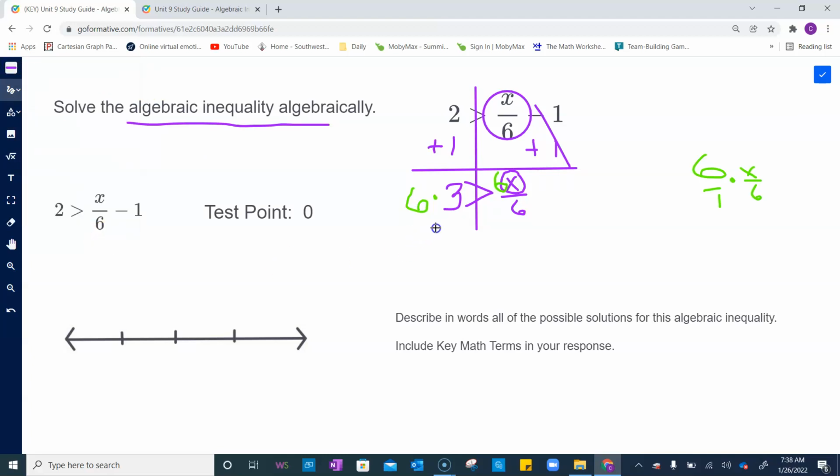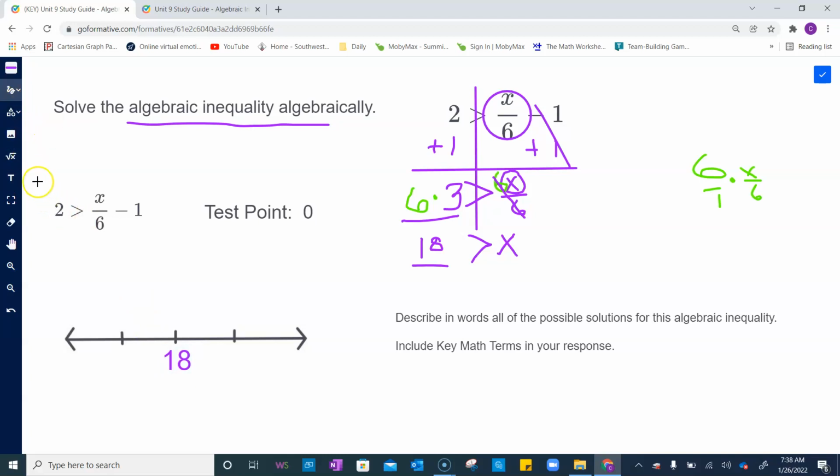The next thing you're going to do is simplify what we wrote. 6 times 3 is 18. 18 is greater than 6x divided by 6. Well, 6 divided by 6 is 1x, and 1x is x. We can cancel there. Okay, so we have 18 is greater than x. So we've got ourselves solved, which means we've got our endpoint. So I'm going to come down here and I'm going to mark the endpoint on my graph as 18.